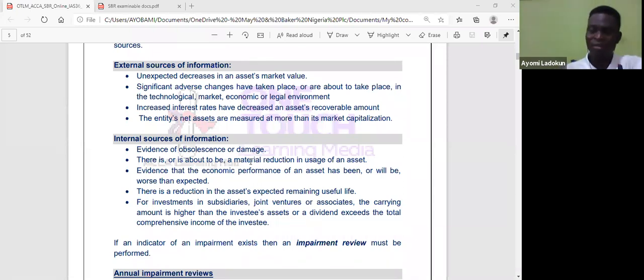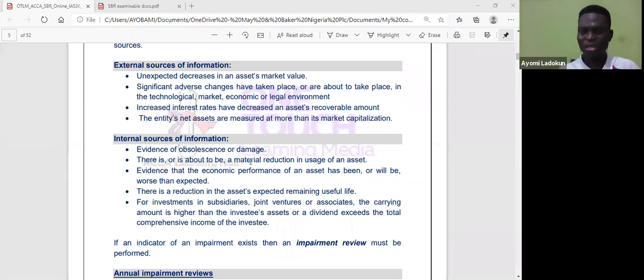Okay, then you also have external sources. One classical example is COVID-19. Okay, that sees some assets value to have declined significantly. Okay, and of course some asset value also went up. Okay, well, here we are looking at impairment. So COVID is an external indicator that will suggest that entities are supposed to record higher impairment losses.